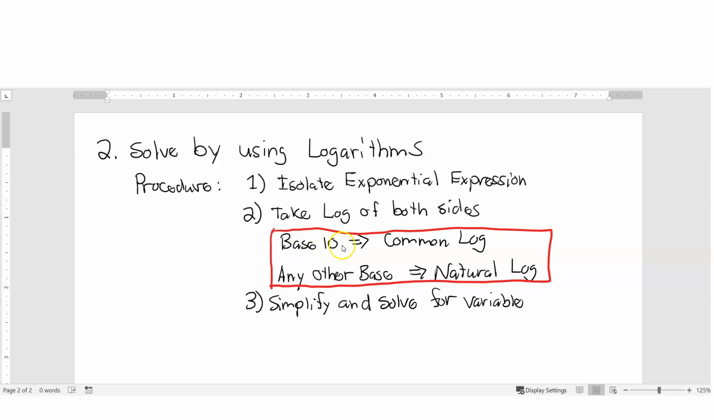If you happen to be dealing with an equation that has base 10, you will use the common log. However, with any other base, and this is more typical, you will take the natural log of each side. So, more often than not, this is the step you'll take in solving your exponential equation. And then, once you've done that, we will simplify and solve for the variable.